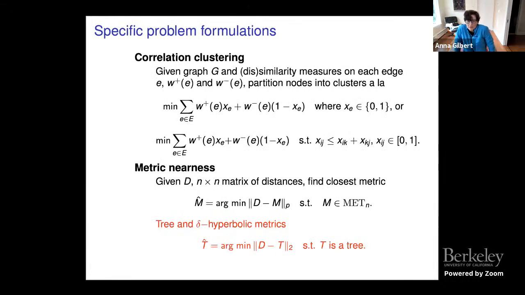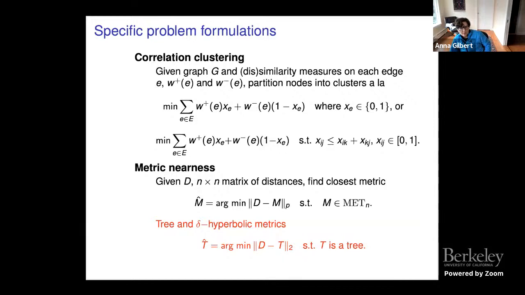Now I'm going to talk about specific problem formulations of these various types of metric learning problems. This is in a slightly different order than I gave first, sort of easier to understand. So correlation clustering: I'm given a graph G and dissimilarity measures on each edge, plus and minus, and I want to partition the nodes into clusters so as to minimize the mislabeling of edges.